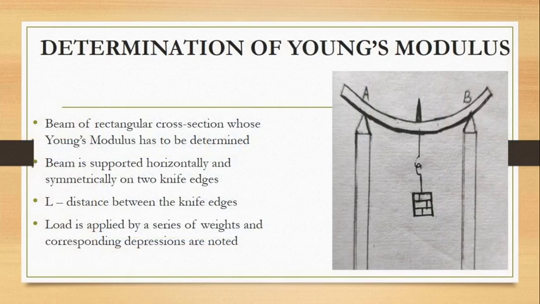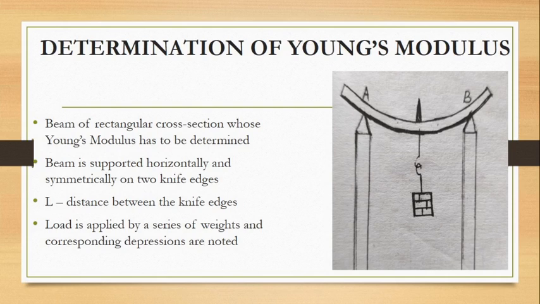So here you can see a beam AB which is of rectangular cross section, and we are going to find out the Young's modulus of this beam. That means Young's modulus of the material of the beam. So the beam is supported horizontally and symmetrically on two knife edges, as you can see in the picture. L, capital L, is the distance between the knife edges. So the knife edges support the beam and the weight is hanged at the middle portion of the beam.